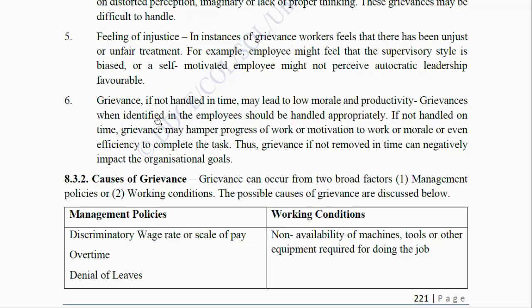Grievances, when identified in the employee, should be handled appropriately. If not handled on time, grievances may hamper progress of work or motivation to work or morale or even efficiency to complete the task. Thus, grievance, if not removed in time, can negatively impact the organizational goals.